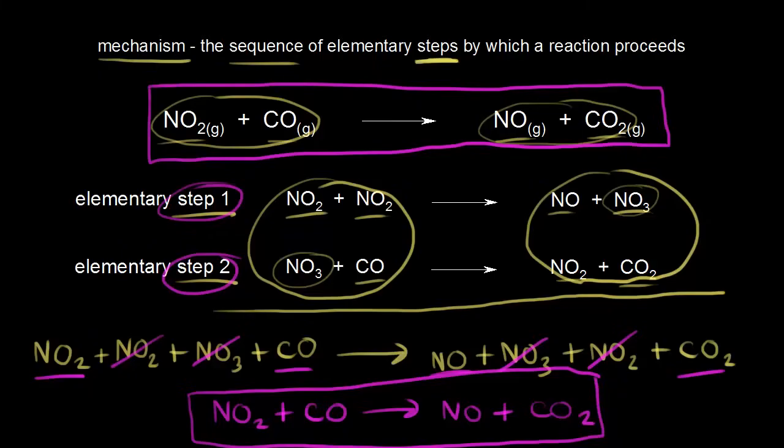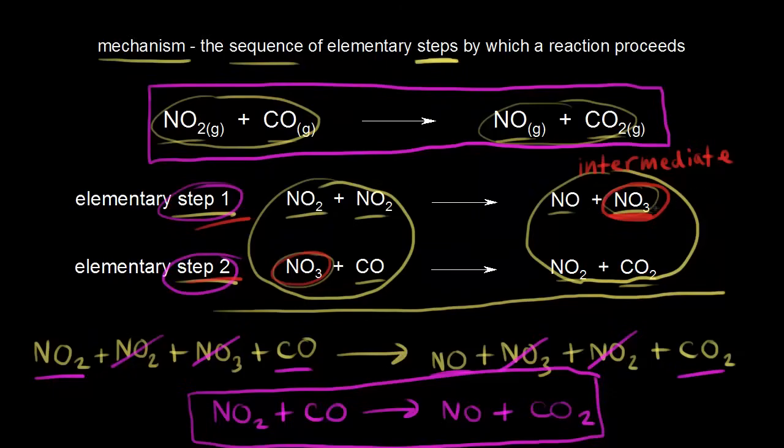Also, note the presence of NO3. So here we have this NO3, which we made in our first elementary step. And then we can see in the second step, the NO3 is consumed. So we call this NO3 an intermediate. It's made in one step of our mechanism and consumed in another step.